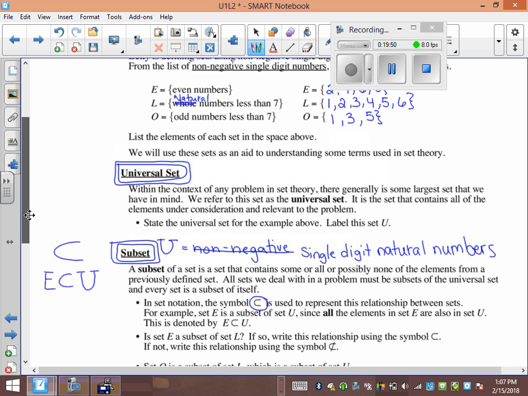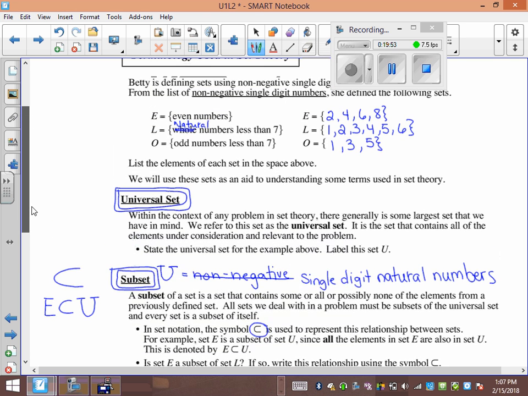E contains 2, 4, 6, 8. U contains 1, 2, 3, 4, 5, 6, 7, 8, 9. Correct? Is every element in E in U? Yes. Can we have more elements? Sure, in U. But we have to have, at the very minimum, all of these elements in here.